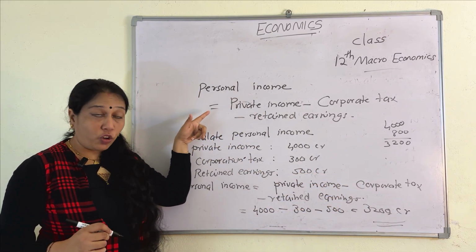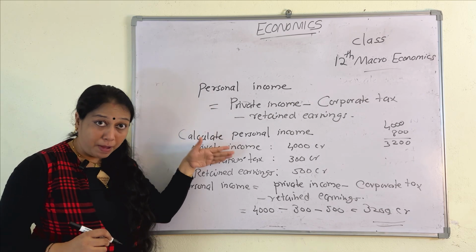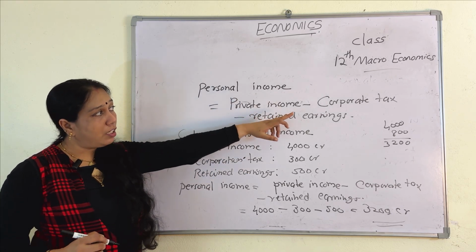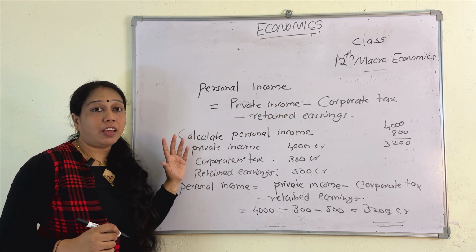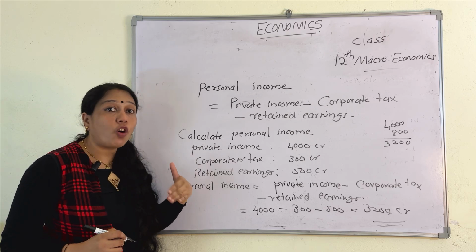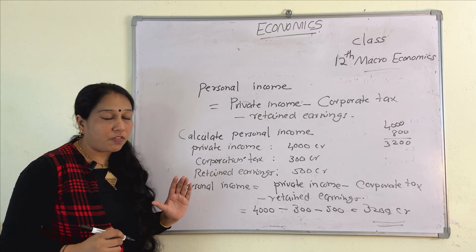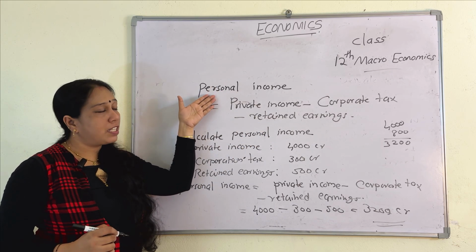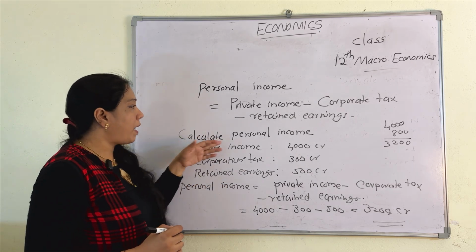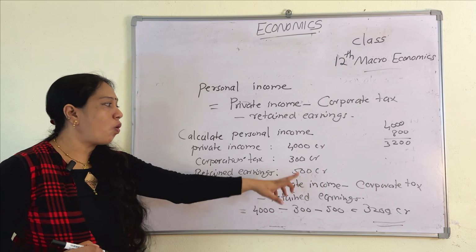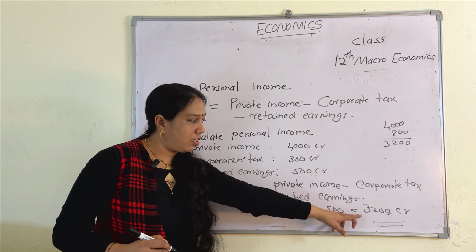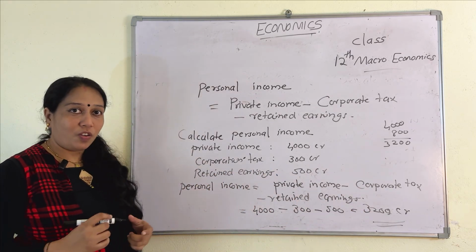So the formula to find out the personal income is private income minus corporate tax, that is business taxes, minus retained earnings. Sometimes instead of corporate tax, the available data they are giving business taxes, same only. And retained earnings also sometimes they will give as savings of the private sector. Savings of the private sector means retained earnings only. So how to calculate the personal income? Private income minus corporate tax minus retained earnings. Here private income 4,000 minus corporate tax 300 and retained earnings 500. You will get the answer 3,200 crore. This is the answer. Okay, clear?